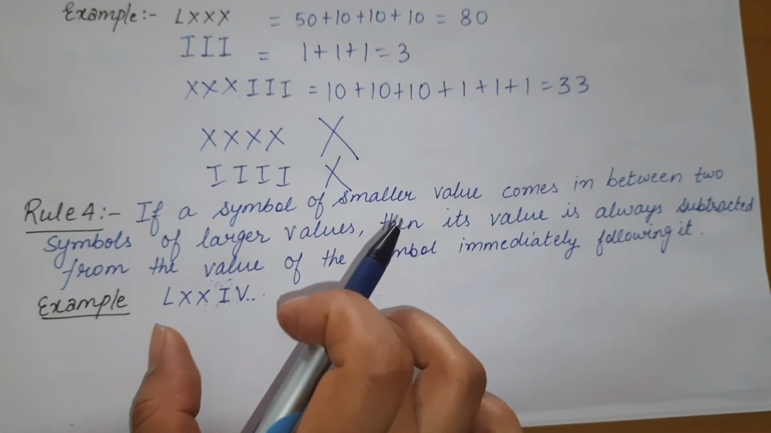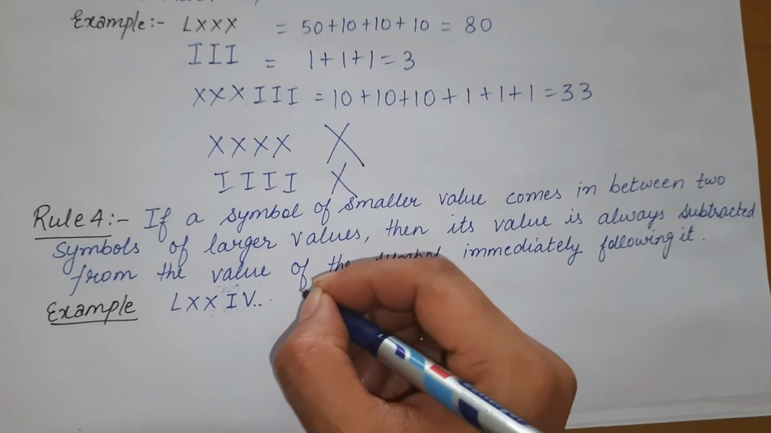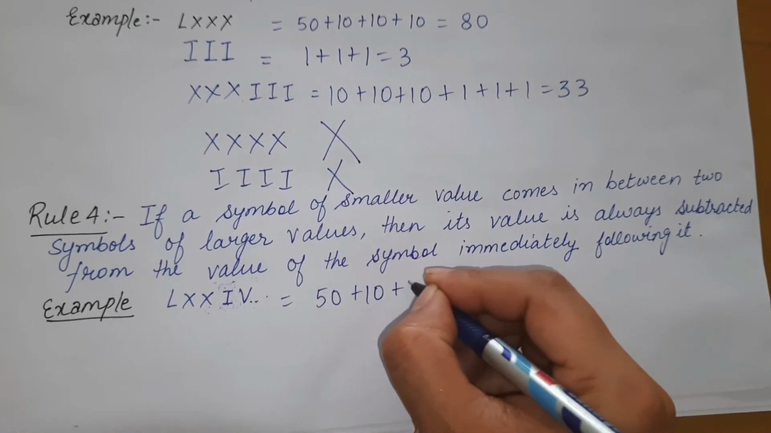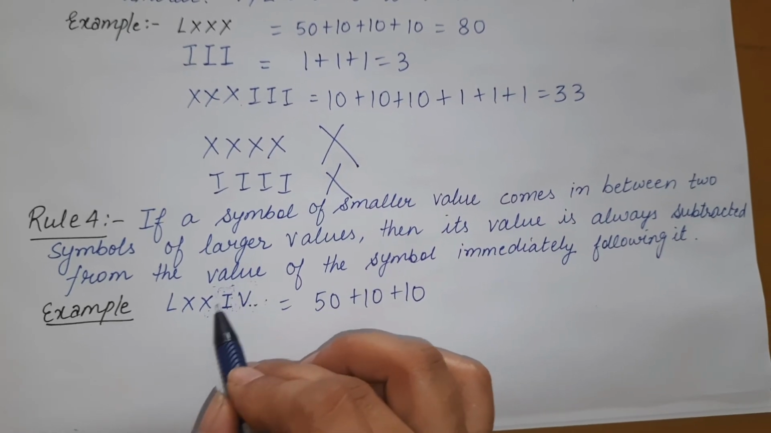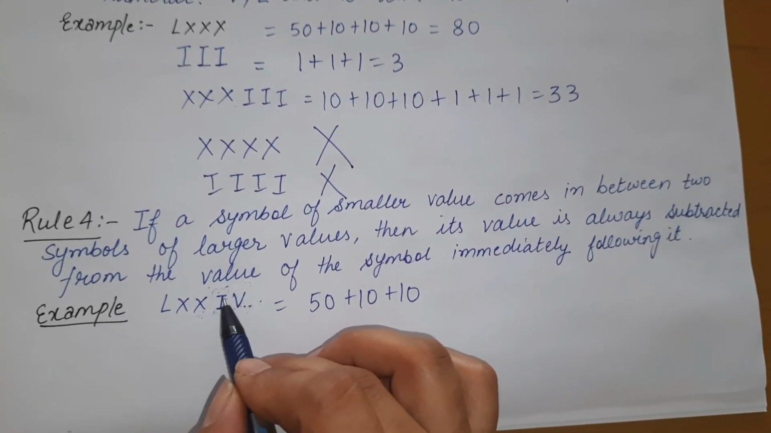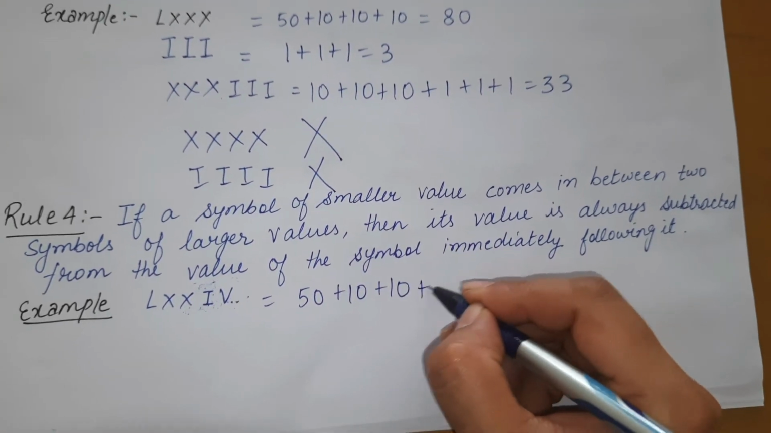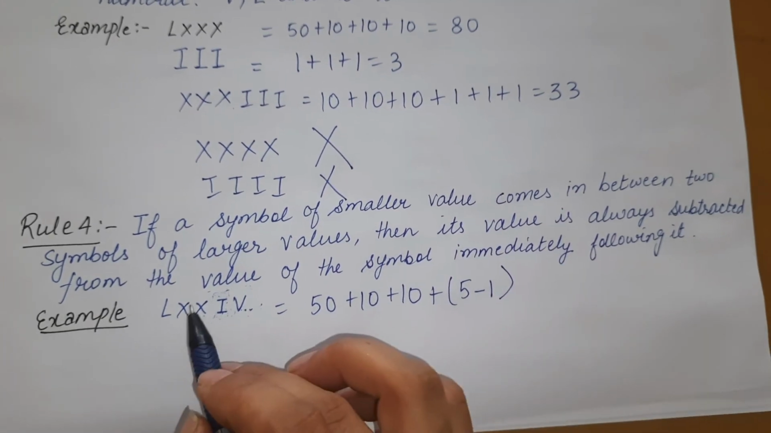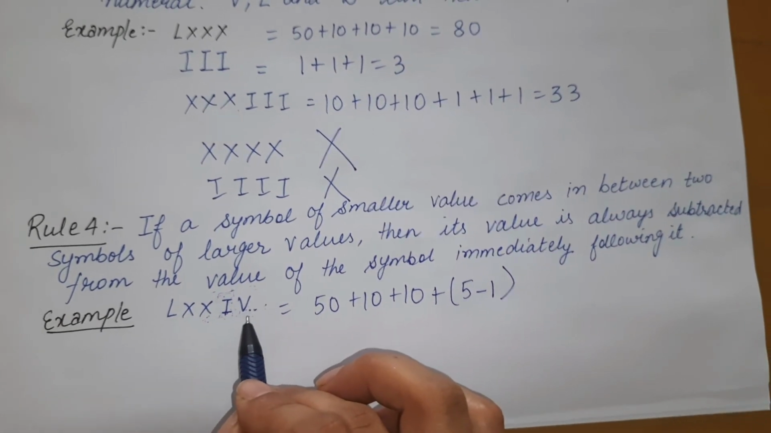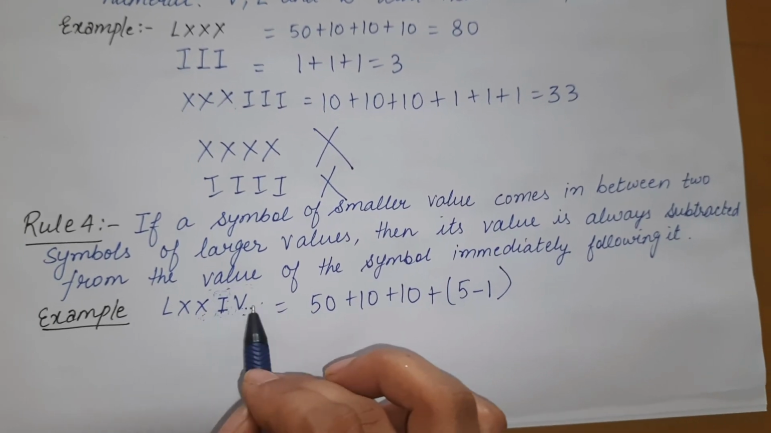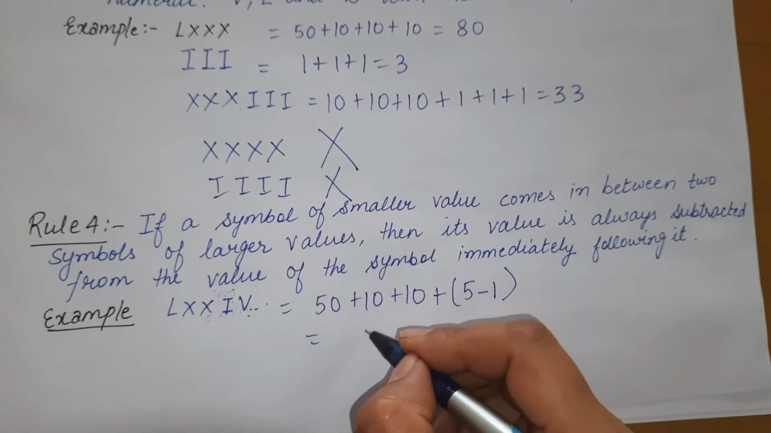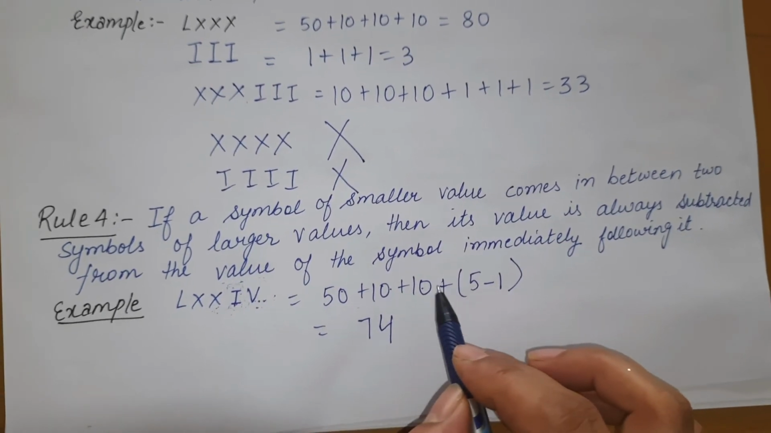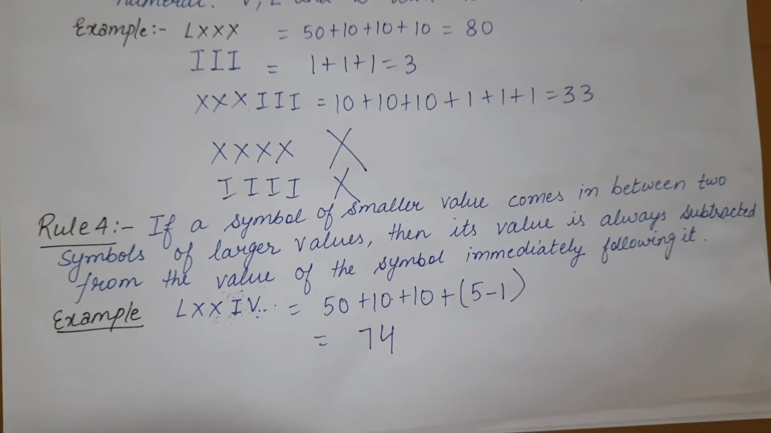अब हमारे पास है L, X, X, I, V. So what it will be? L is 50, X is 10, again X is 10. Now here I is in between X and V. So what we will do? We will subtract I from V. हमें क्या करना है, 5 में से 1 को सब्ट्रैक्ट करना है, ना कि 10 के बाद आप 1 प्लस करो और फिर 5 प्लस करो. नो, ठीक है, हमें 5 में से 1 को सब्ट्रैक्ट करना है. तो ये हो जाएगा 74. ओके, 50 प्लस 10 इज 60, 60 प्लस 10 इज 70, एंड प्लस 4 इज 74.